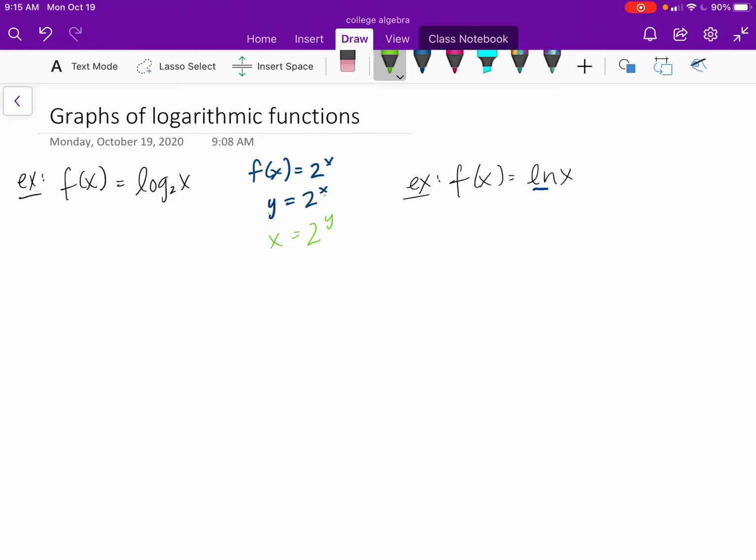But until we learn about logarithms, we really don't have a way of solving for y. When we do an inverse, we change x and y, and then we need to solve for y. So how do you get this y out of the exponent? That's where a logarithm comes in. You'll learn various techniques, but by definition, y equals log base 2 of x is the same thing as saying x equals 2 to some power y.